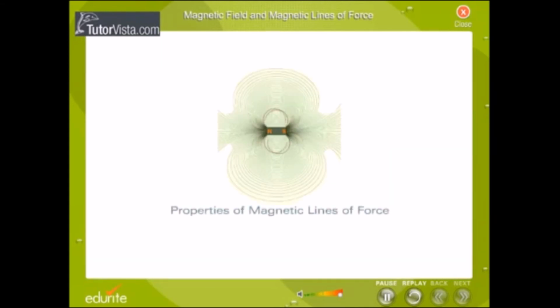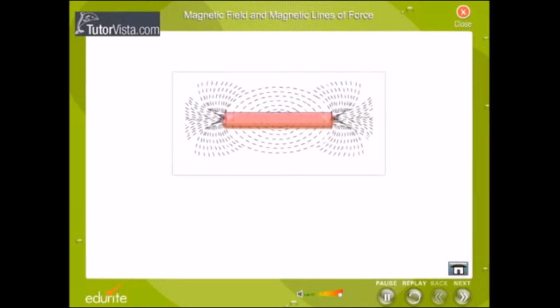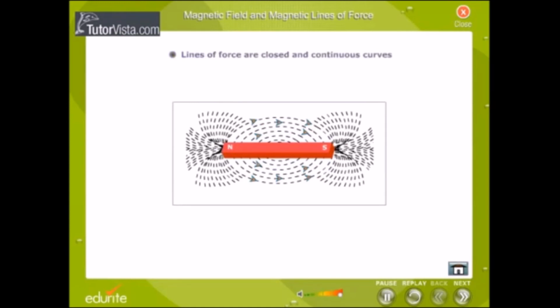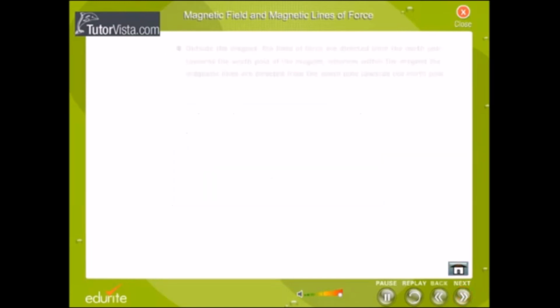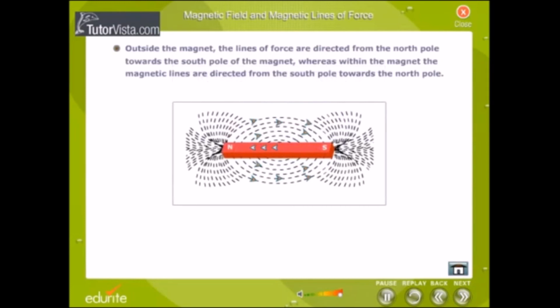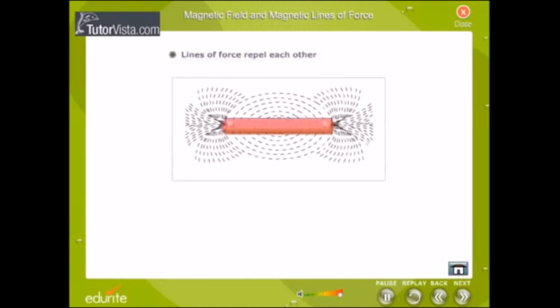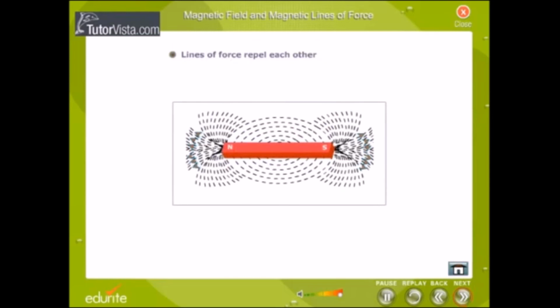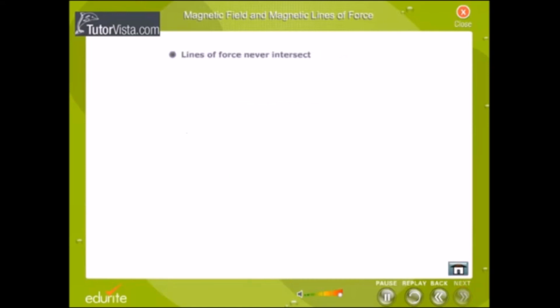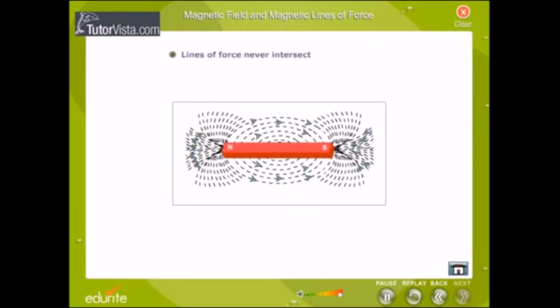Properties of magnetic lines of force. Let us now summarize the properties of lines of force. They are closed and continuous curves. Outside the magnet, the lines of force are directed from the North Pole towards the South Pole of the magnet, whereas within the magnet, the magnetic lines are directed from the South Pole towards the North Pole. Lines of force repel each other. Lines of force never intersect.